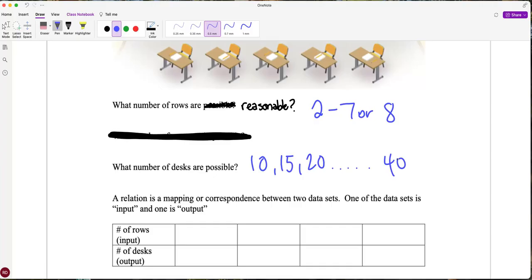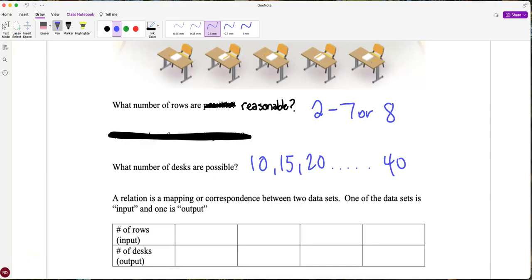So I've got rows and I've got number of desks. One of those things is a function of the other. What do I mean by that? One of these numbers is a function of the other number. What do I mean by that? Yeah, so the number of desks is what? A function of the number of rows, okay?